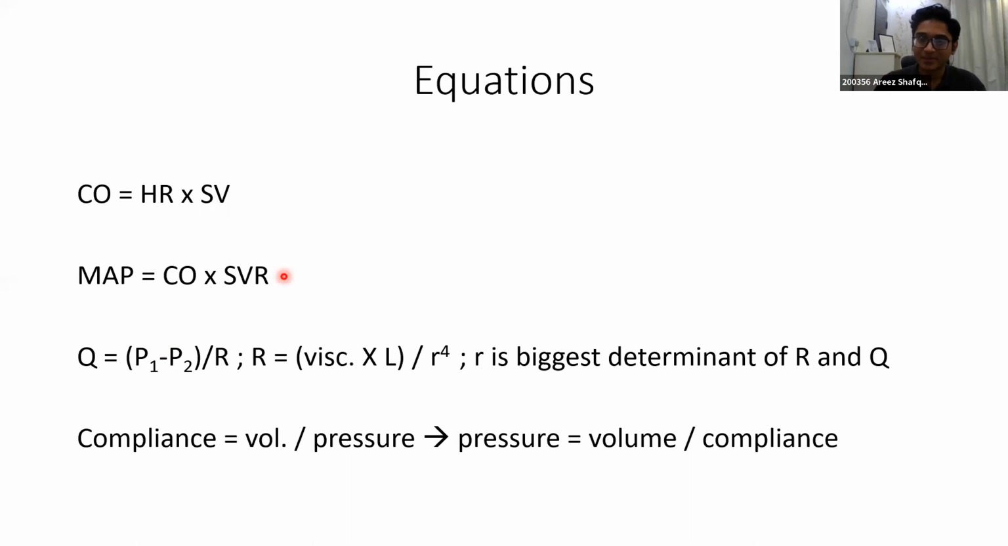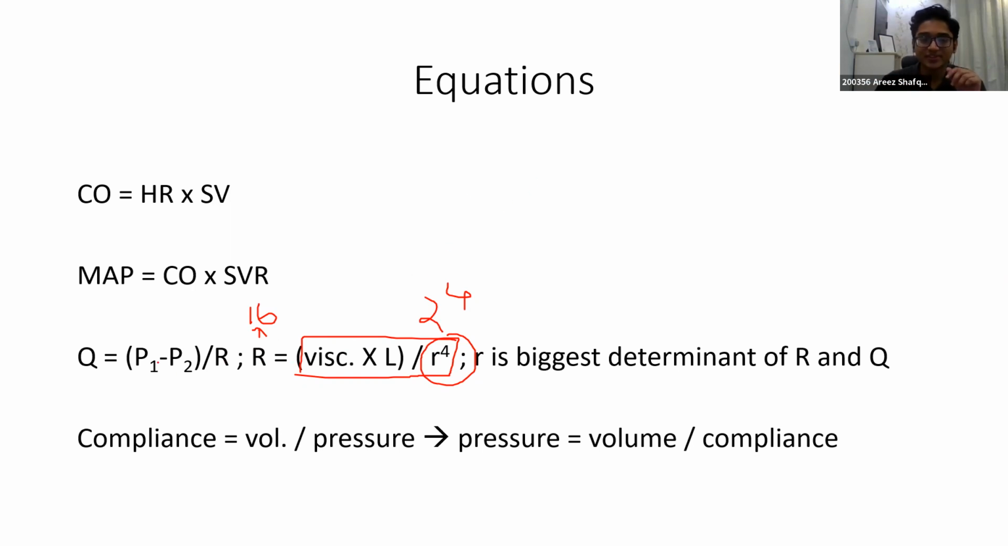Resistance is the amount of compression on that vessel, basically. Resistance is viscosity times length over radius to the fourth power. Now, from this equation, you can see that radius to the fourth power is the biggest determinant of resistance. For example, if radius is changed by 2, then 2 to the power 4 is 16. That means resistance will be changed by 16. Radius is inversely proportional to resistance, so if I increase the radius of a vessel by 2-fold, I will lower the resistance by 16. That's one important concept you need to know.